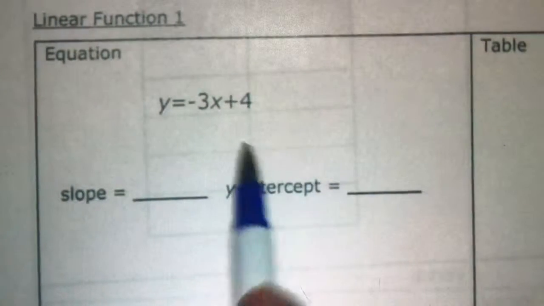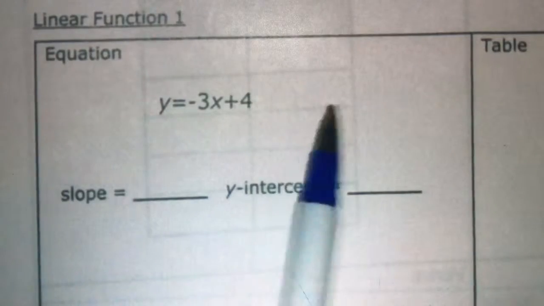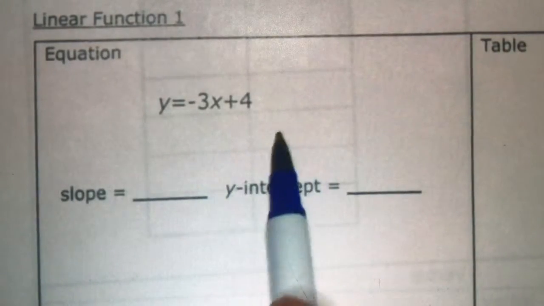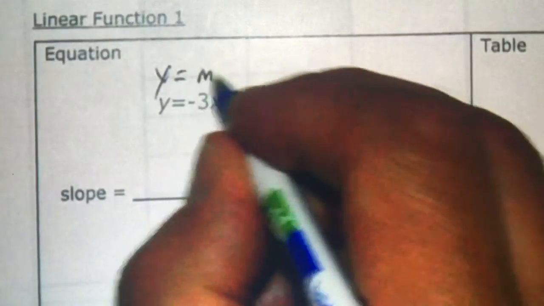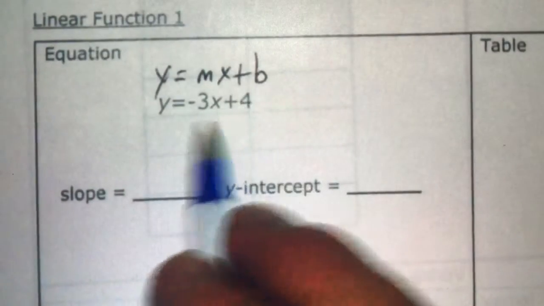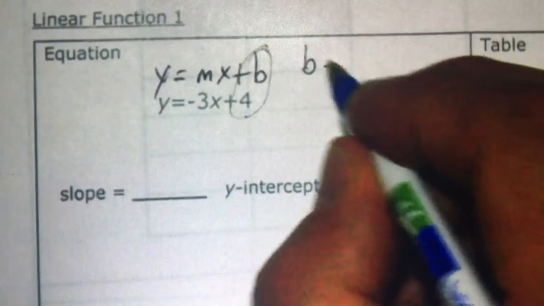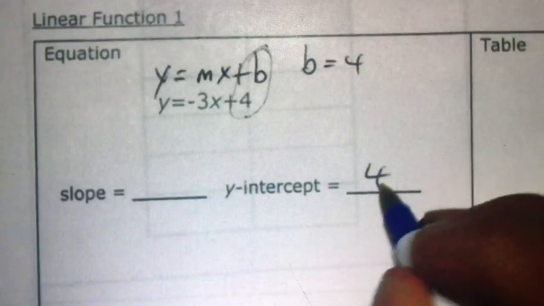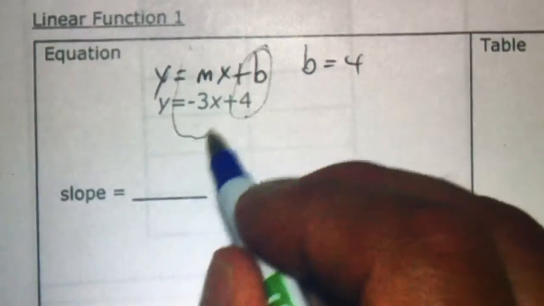All right, we're looking at the form of the equation called the slope-intercept form of the equation. It's y equals mx plus b, and if I write that y equals mx plus b right above the given equation, it's going to make it easier to determine what m is and what b is. B is the y-intercept, b equals 4, I'm going to write that in here, and the slope is m. Right above there, it's -3.